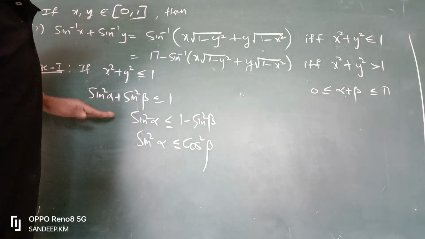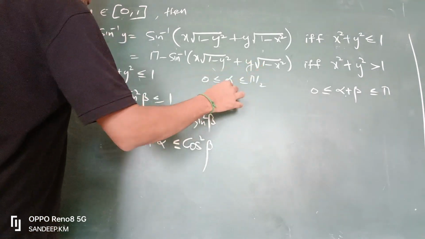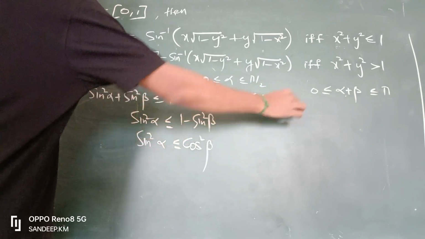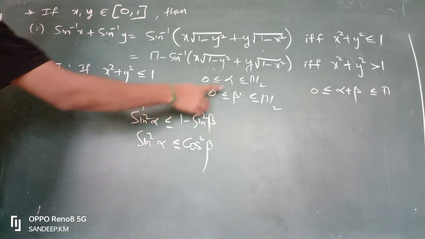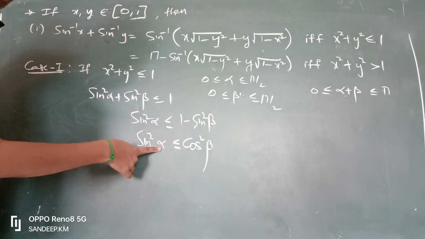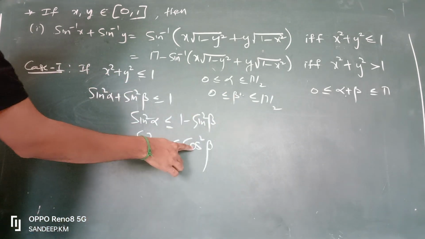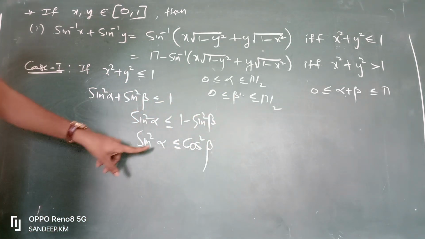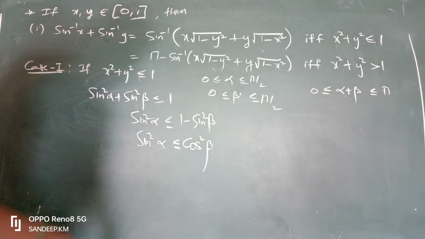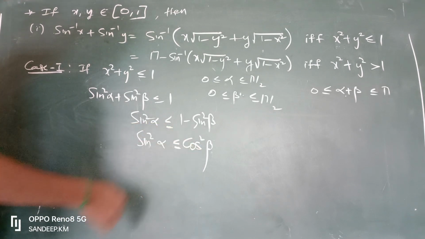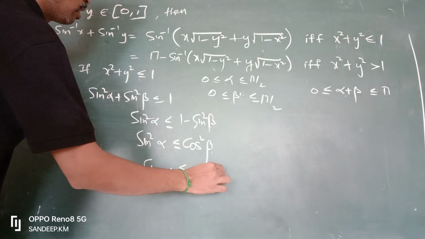So according to the introduction in the question, alpha is between 0 and pi by 2, beta is also between 0 and pi by 2, which means alpha and beta both are in the first quadrant. So if alpha is in the first quadrant, then sin alpha is a positive number. And similarly, beta is in the first quadrant, cos beta is also a positive number. So it is positive number square less than or equal to positive number square. I can ignore squares on both sides because sin alpha and cos beta both are positive numbers only. So sin alpha is less than or equal to cos beta.